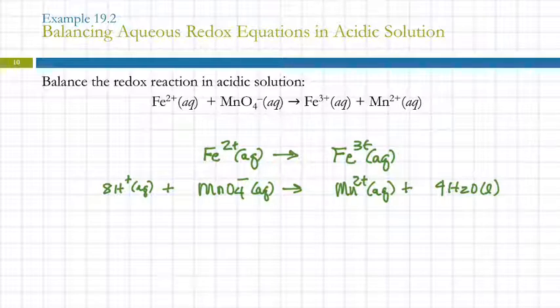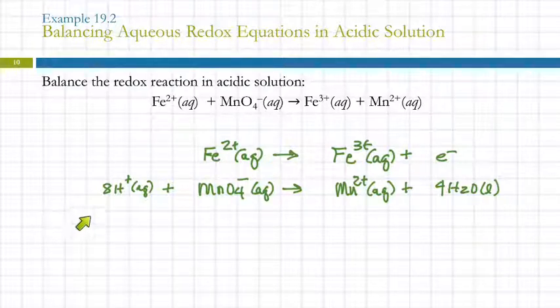Now we need to balance for the charges. So how do I fix the top half reaction? I don't need to get to 0 on both sides. I just need them to be the same. And I do it by adding electrons. 1 electron over here. So if I add 1 electron here, now I've got a total of +2 here and +2 there. That's balanced.